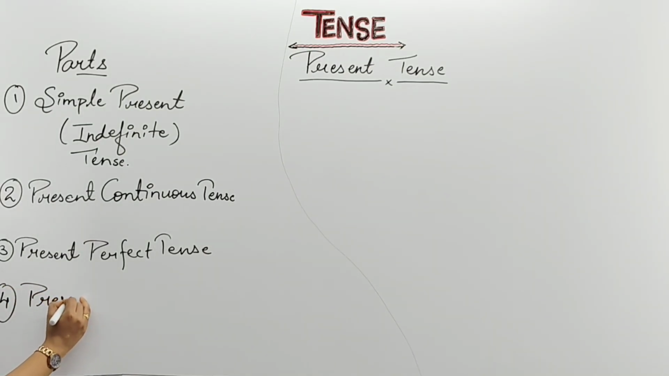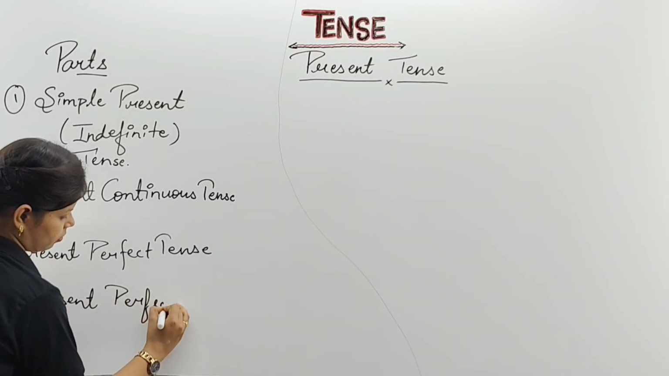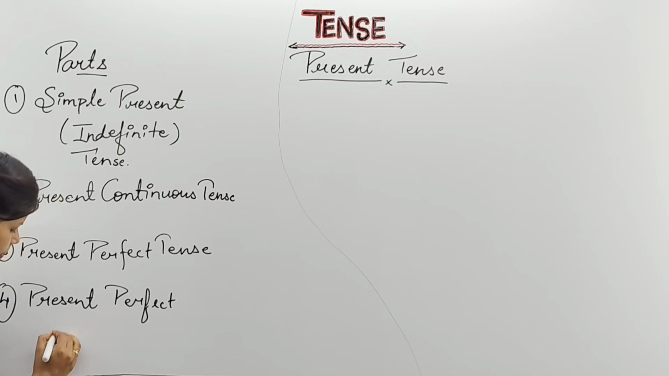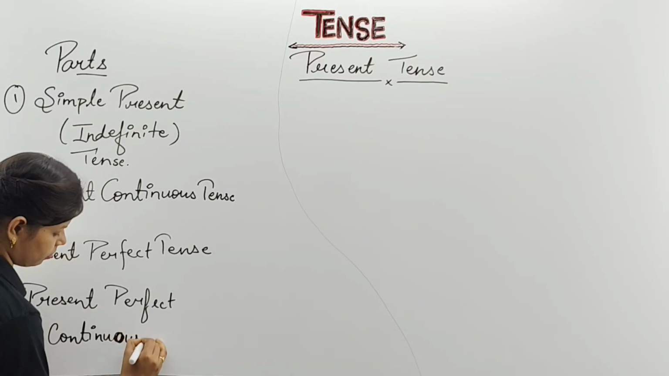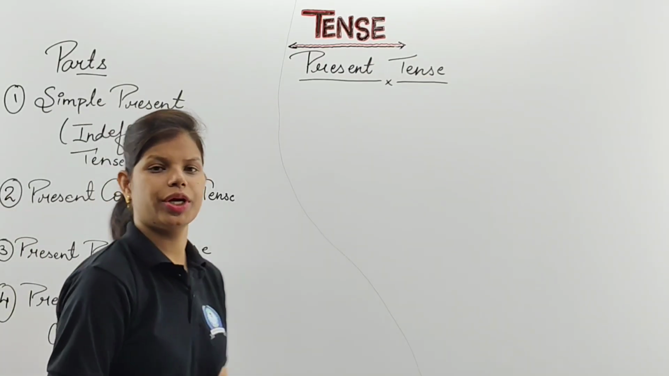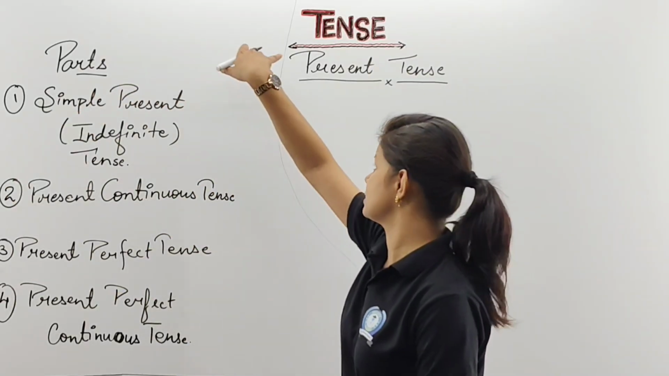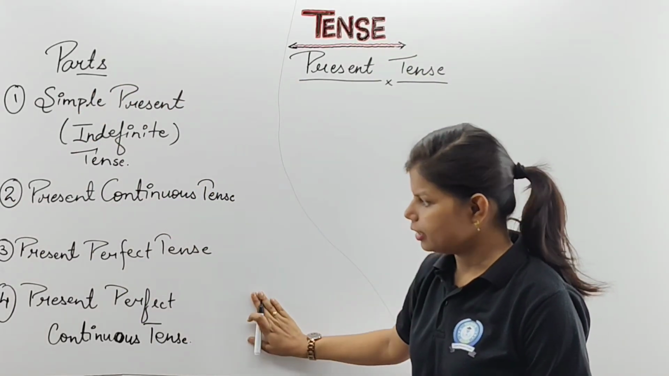Present perfect continuous tense. Clear? This is the first structure which we are going to talk about for your present tense. Please try to go with it. These four are your parts.